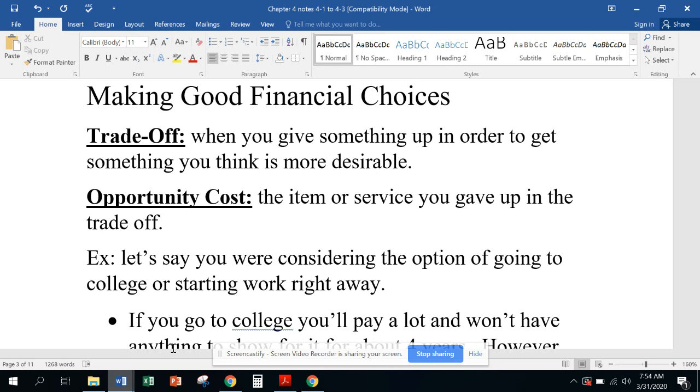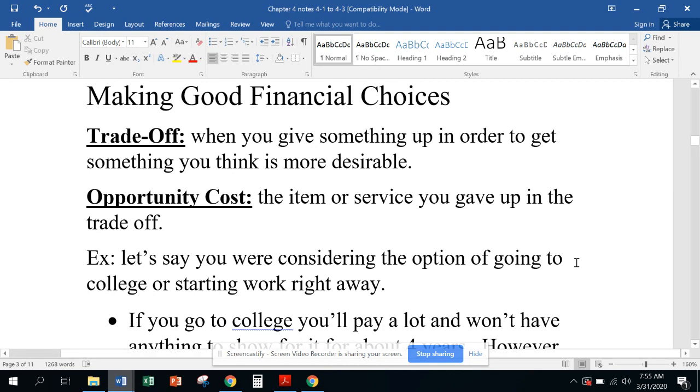opportunity cost. Now, every time we make a decision, there's a trade-off and an opportunity cost. Now, the trade-off is the thing that I decided to go with. I thought this was more desirable, so I'm willing to give up my other choices to purchase this item or to make this decision. Okay, the opportunity cost is what you gave up when you took the trade-off.